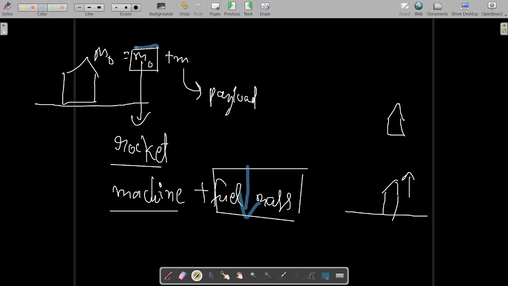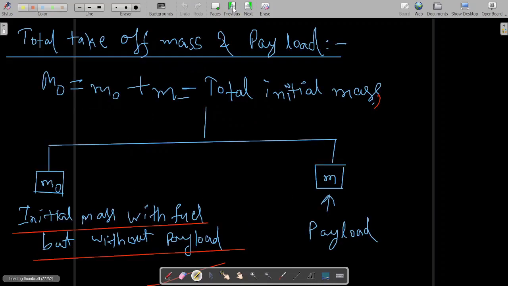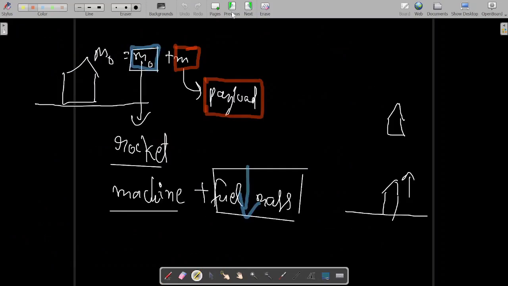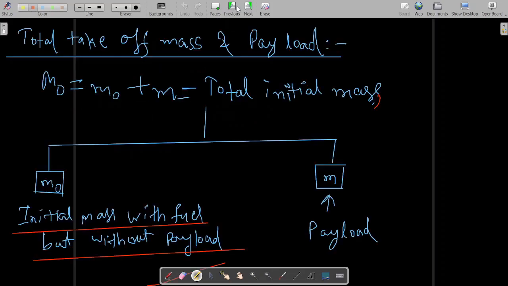So your m naught will decrease, but this particular thing, that is your payload, will remain unchanged, because the people sitting inside the rocket, which is called the payload, will not change. The mass of people will remain the same even when they are sitting inside the rocket. So payload mass will not change.